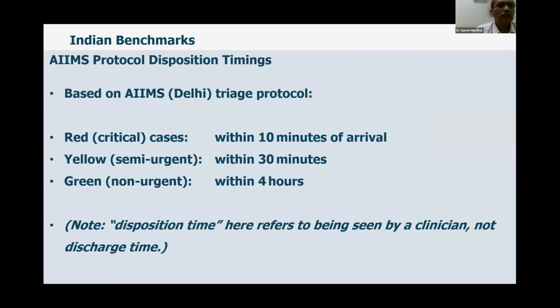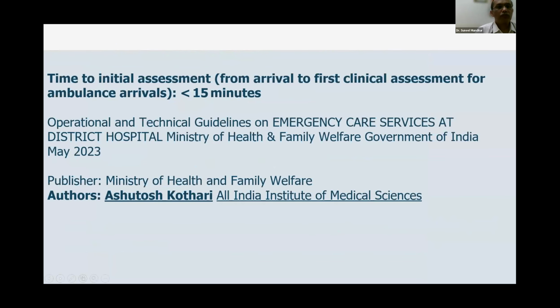In Indian benchmarks, if you see All India Institute of Medical Sciences protocol disposition timings, this is also called as disposition time. Here it refers to being seen by a clinician and not discharge time. For the red cases, it's around within 10 minutes of arrival. For yellow, within 30 minutes, and green within 4 hours. They have mentioned it as the triage protocol.